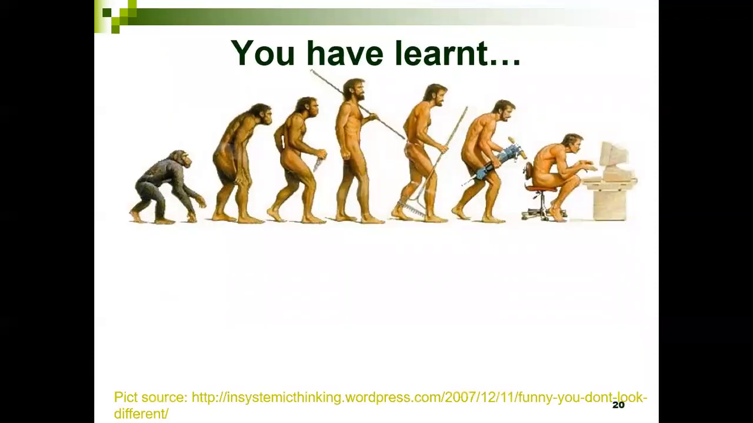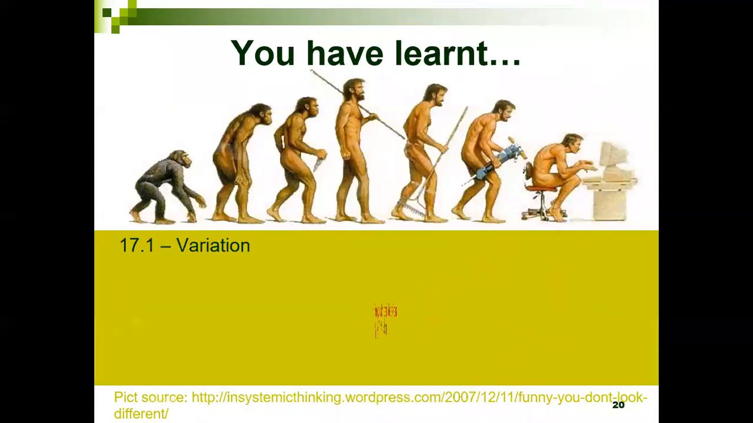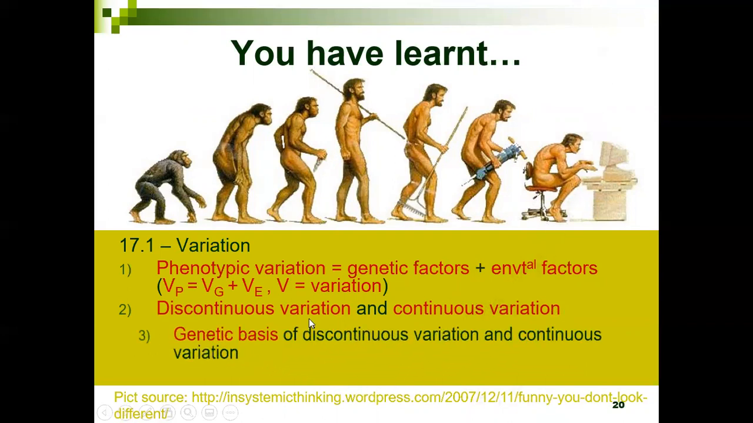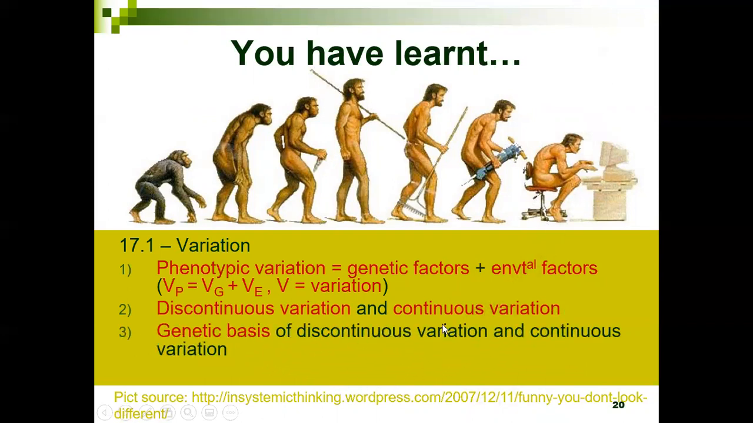So you have learned in this lesson everything about variation. First, phenotypic variation is due to genotypic variation plus environmental variation, so VP equals VG plus VE. Then we learned that there are two main types of variation for the phenotype, discontinuous variation and continuous variation. Then we also examined the genetic basis of these two variations. And don't forget that the t-test is also part of the syllabus. So this is for this session.